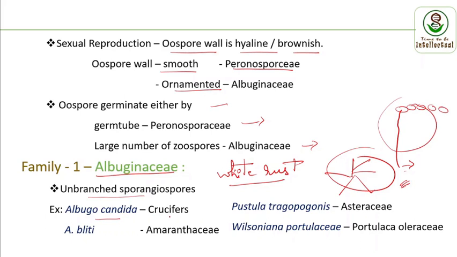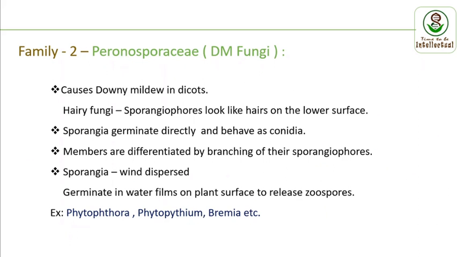See, Albugo candida on the crucifers, Pustula tragopogonis on the Asteraceae, Wilsoniana portulacae on Portulaca oleracea, and Albugo bliti on Amaranthaceae. These are just the organisms or species I have mentioned, but white rust, Albugo, is very important for remembering, and that will be a very common thing people ask or identify.